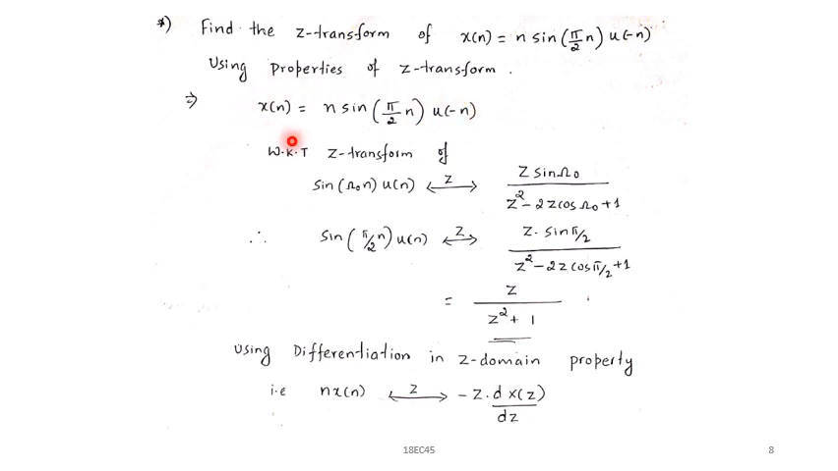So I can write this x of n as minus n sine minus pi by 2n u of minus n. Because you know that sine minus pi by 2n can be written as minus sine pi by 2n. So minus minus get cancelled, so you'll get the same equation. So there should not be a change with respect to the equation. If I do some manipulation, the given equation should be same. So to solve this problem, first I'll compute the z transform of sine pi by 2n u of n. Then I'll apply the differentiation property. After applying differentiation property, I'll apply time reversal property.